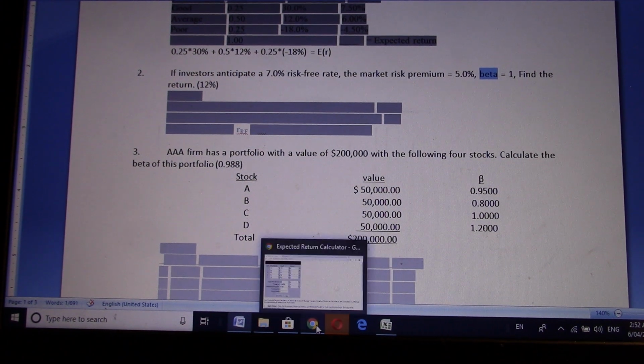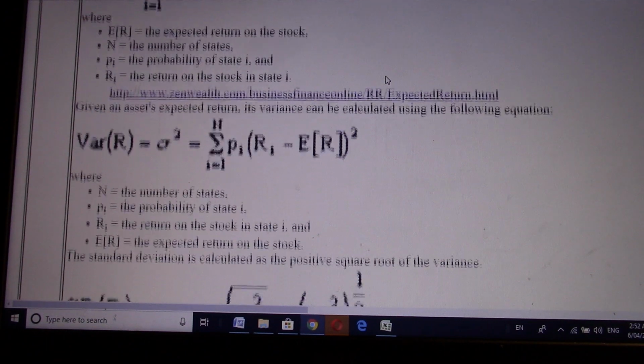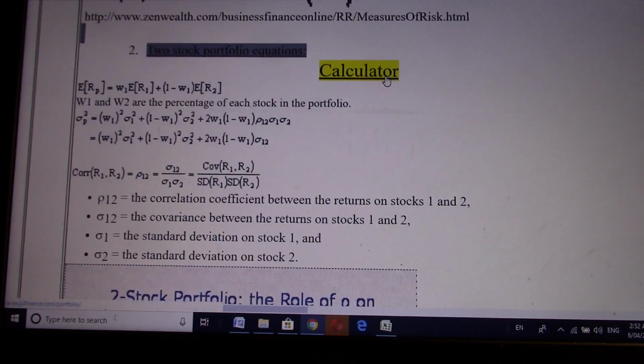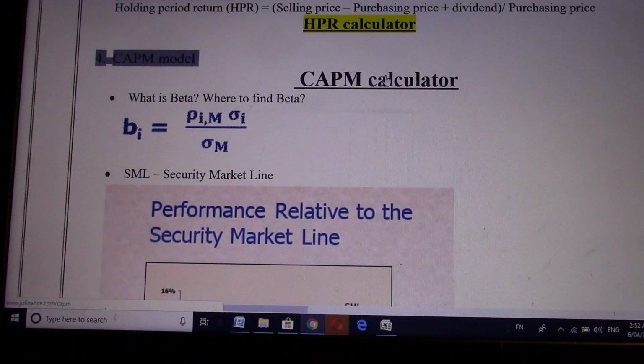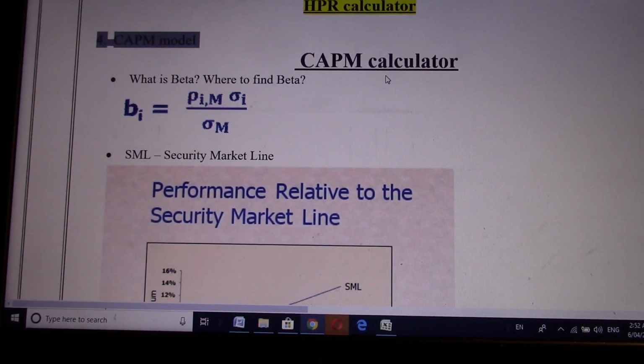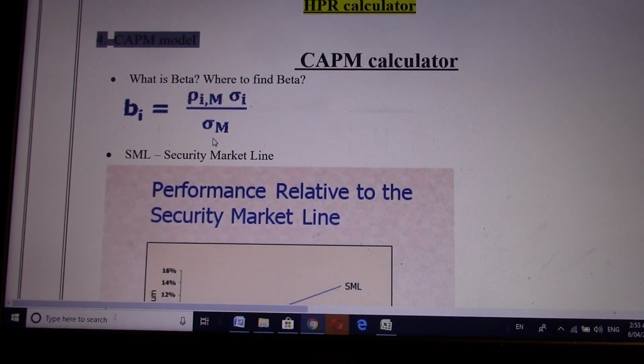So let's take a look at the CAPM model. You can find the definition of CAPM at the website here. For the CAPM model, you need beta. Beta is a measure of the risk of the stock. This is the equation for how to get beta, but it's not required for this class to calculate beta. Beta will be given, or you can find beta from Yahoo Finance or Google Finance or other websites.